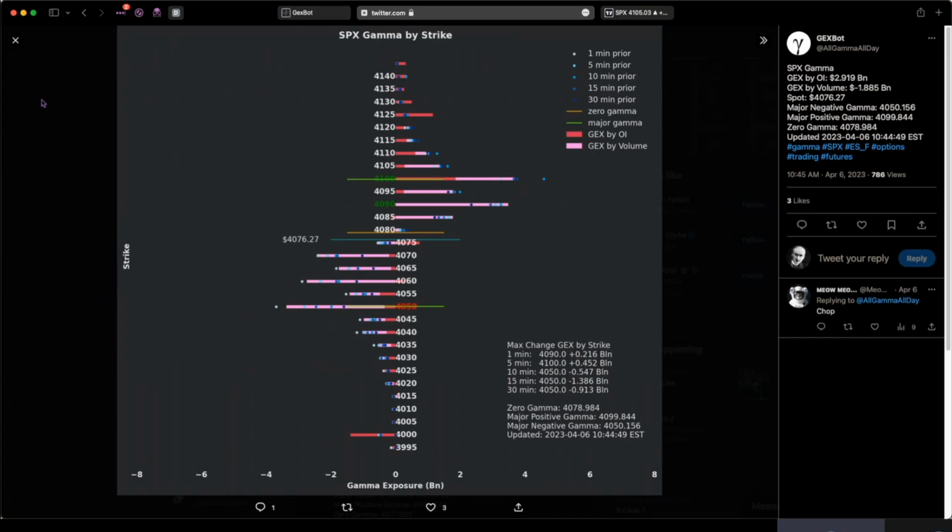Yeah, I think that's something we should add to our GEXBot. I need to think about how to add that, but that's a really good point there. Anyway, you always have to be paying attention. It's not a tool for the lazy. No, it's not. All right, cool.